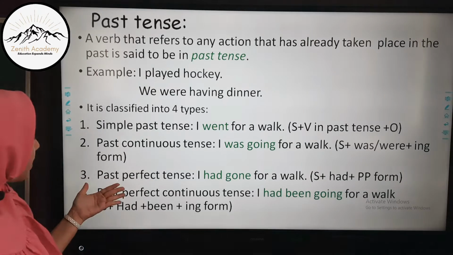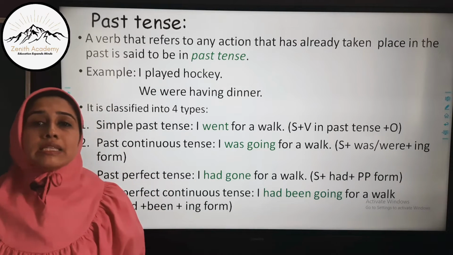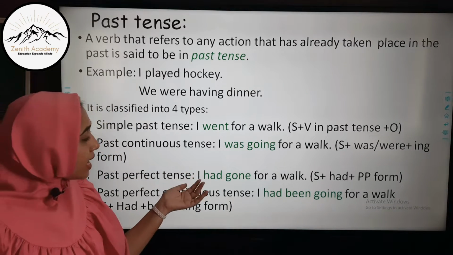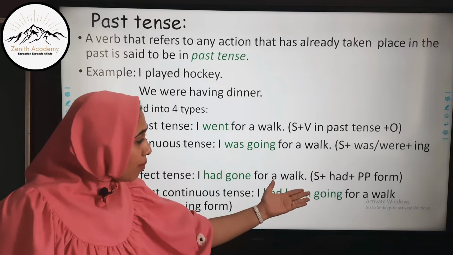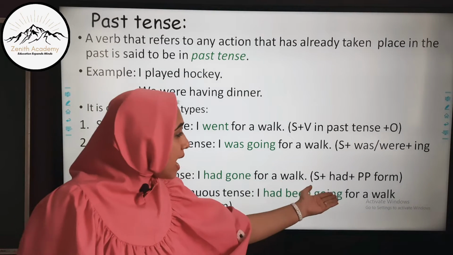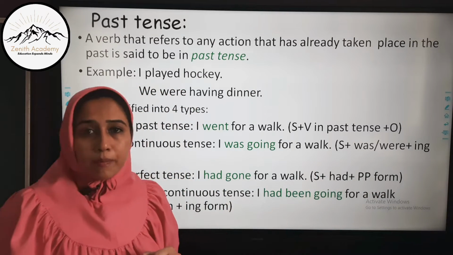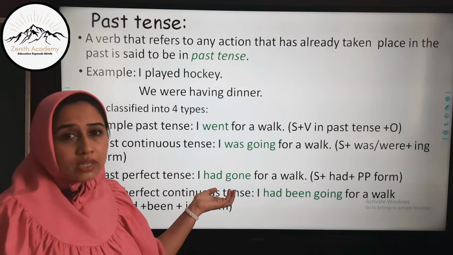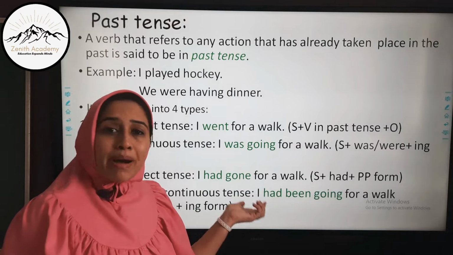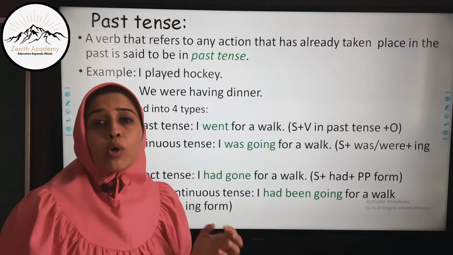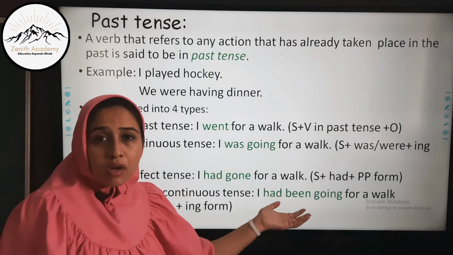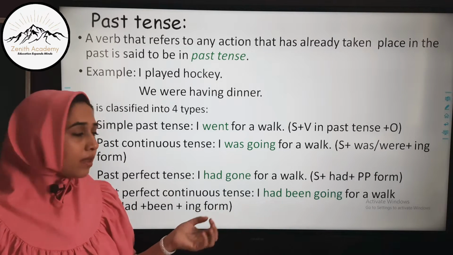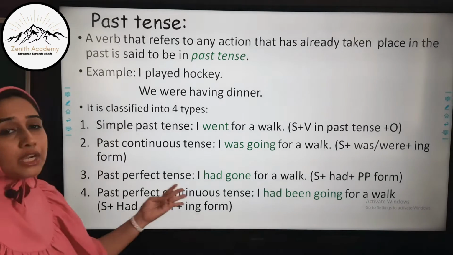Now the third one is past perfect tense. Here we are conveying some action that has already been completed in the past. So we are using I had gone for a walk. The formula says subject plus had plus the past participle form of the verb. So I is the subject, had is compulsorily used while using the perfect tense, and gone is the past participle form of the verb go. So I had gone for a walk, she had gone for a walk, they had gone for a walk. Here had remains the same.